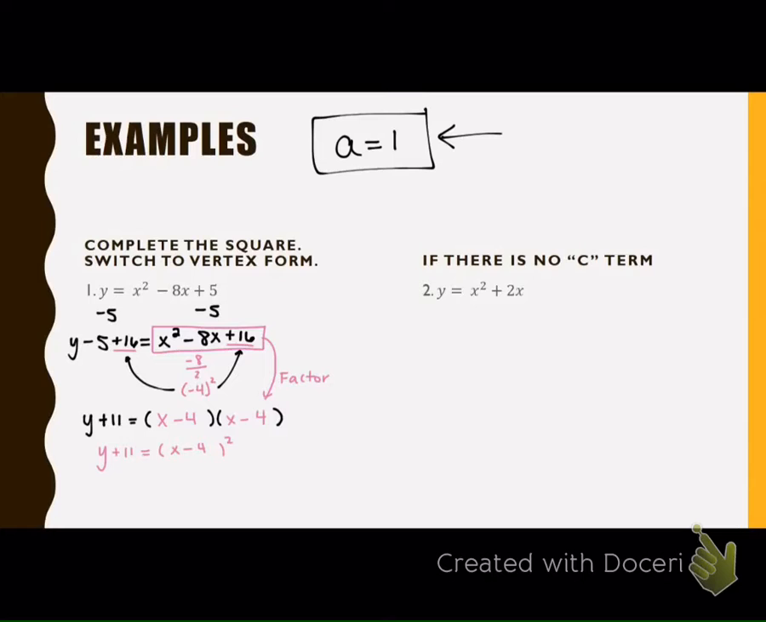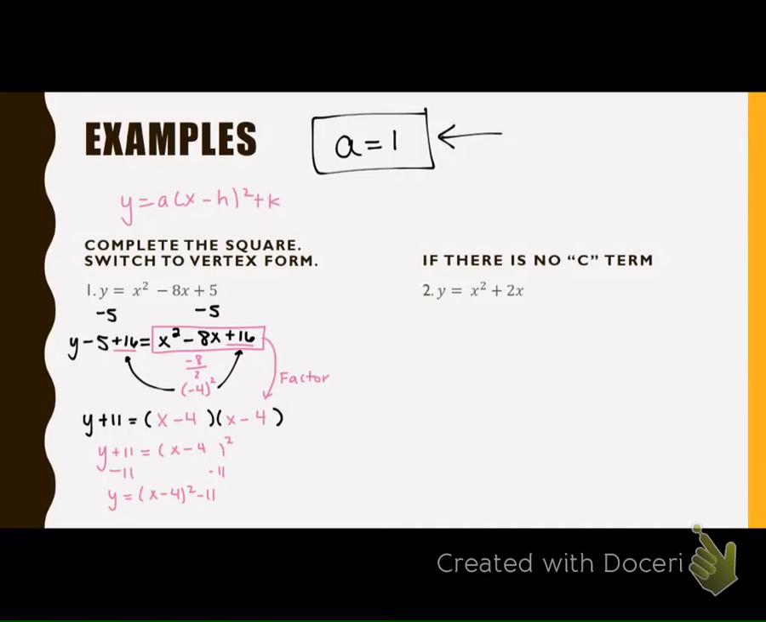Doesn't that look more like our vertex form, which is y equals a times x minus h squared plus k? Yeah. What's the last thing to make it look exactly like that? Subtract 11 so that the y is alone. Do you see that there?